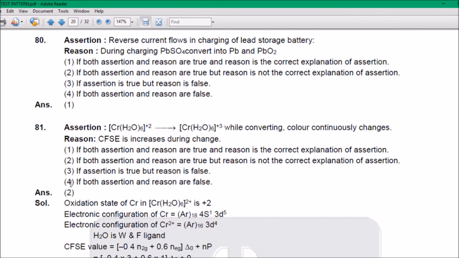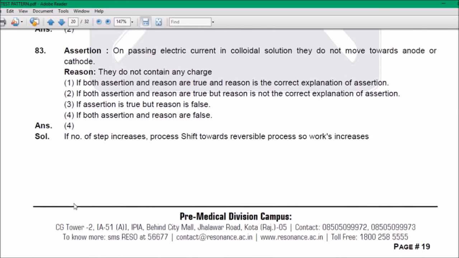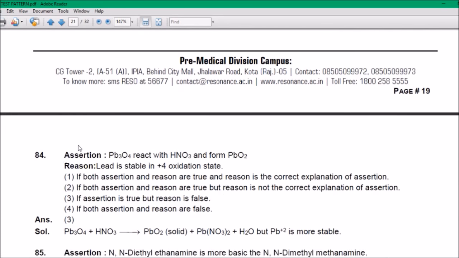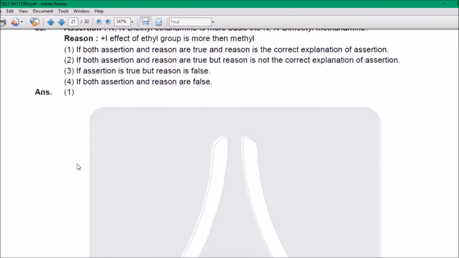And then 81, answer is 2. 82, answer is 2. 83, answer is 4. 84, answer is 3. 85, answer is 1.